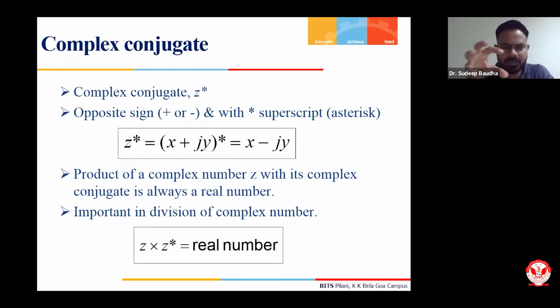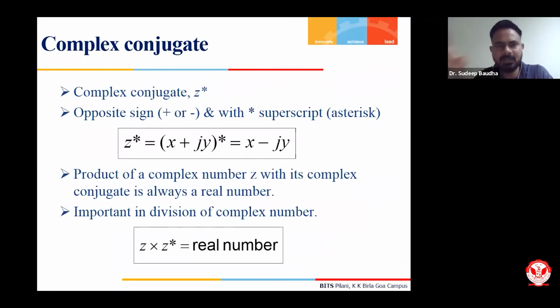So the complex conjugate is very important, as I already said, because when I take the product of the complex number with the complex conjugate of the same number, I end up getting a real number. That is very important because when we perform division of complex numbers, we require a real number in the denominator for ease of calculation. So if I have to divide two complex numbers, I can easily make the denominator a real number by simply multiplying the numerator and denominator by the complex conjugate. So that is very important.